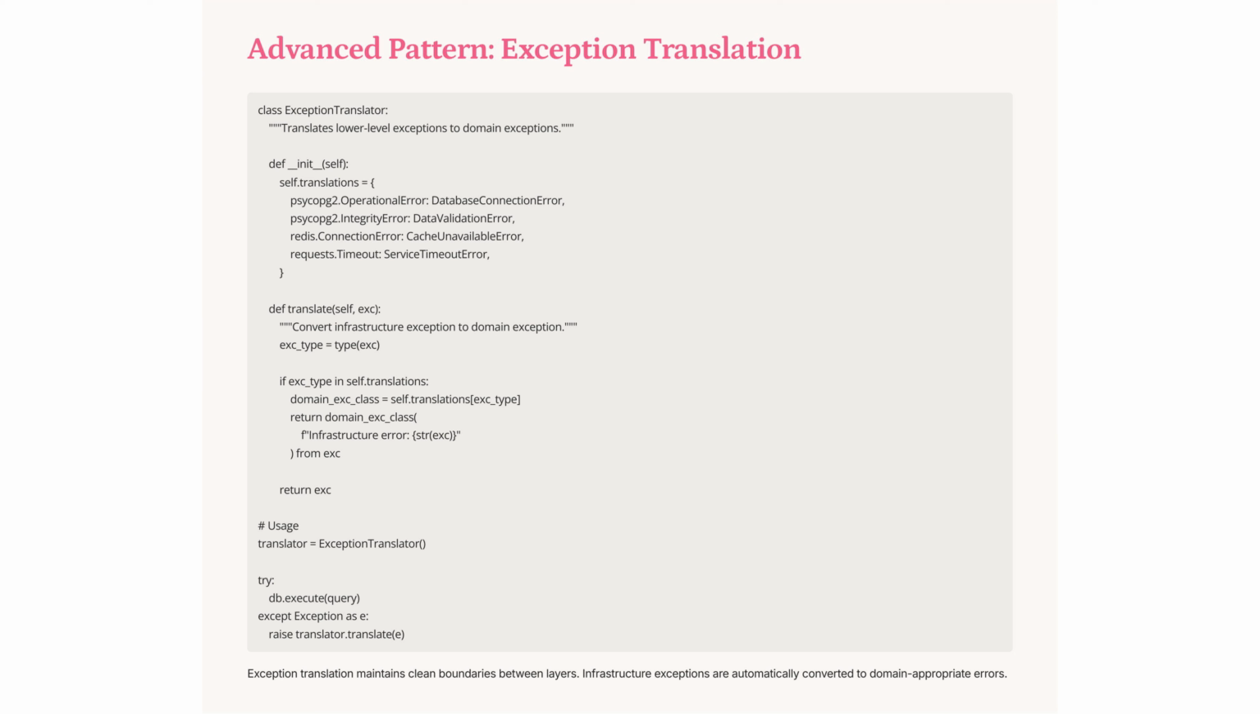The ExceptionTranslator class maps infrastructure exceptions like psycopg2.OperationalError to domain-specific errors such as DatabaseConnectionError. This ensures that lower-level exceptions are seamlessly converted, preserving context and clarity in error handling across different system components.